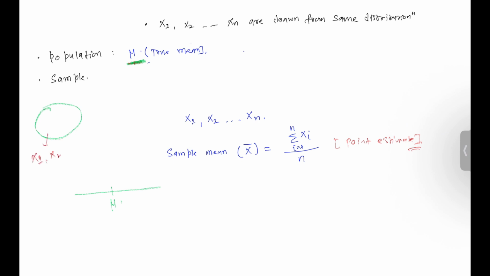These are x1, x2, x3 up to xn, and basically what are these random variables? These random variables are the samples, right? Then on another day you go and take another sample from the same population, and then again on the third day you take another one.